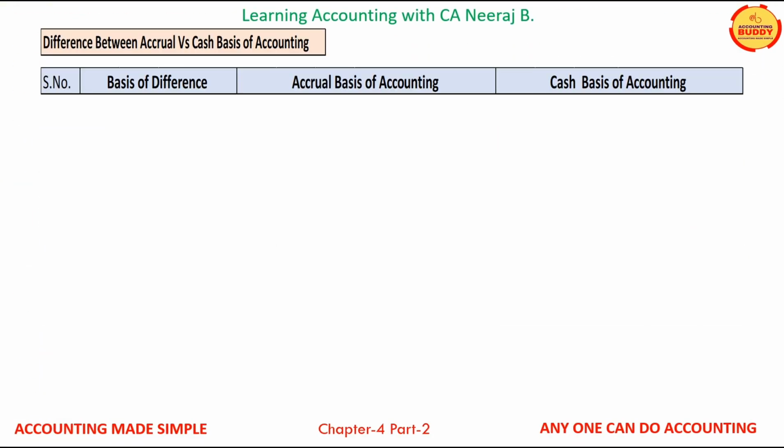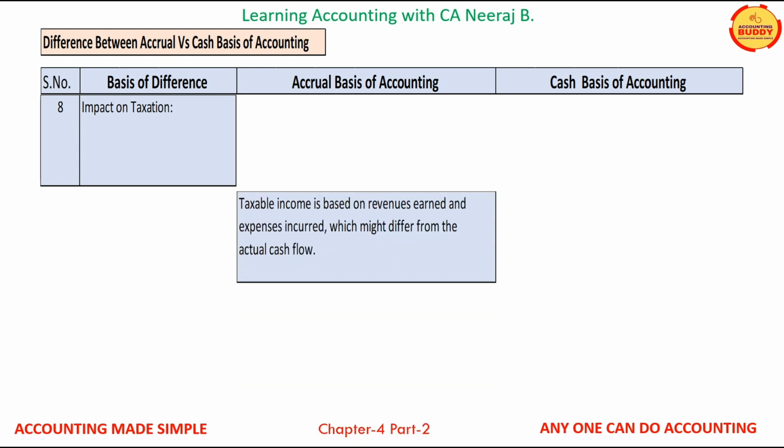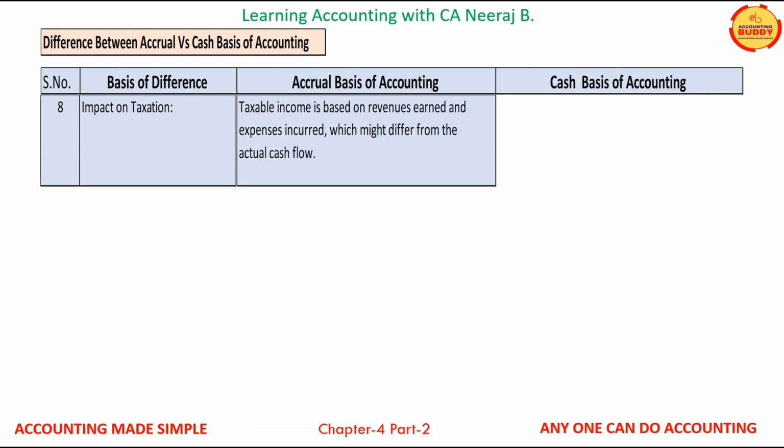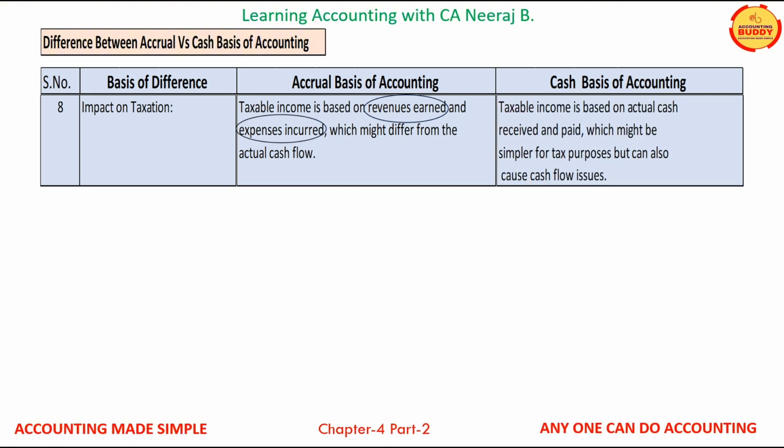Difference number 8, impact on taxation. Under accrual basis of accounting, taxable income is based on revenues earned and expenses incurred, which might differ from the actual cash flows. While under cash basis of accounting, taxable income is based on actual cash received and paid, which might be simpler for tax purposes but can also cause cash flow issues.